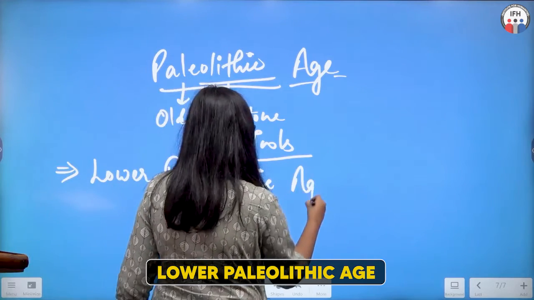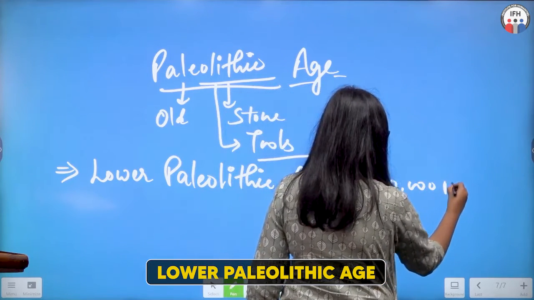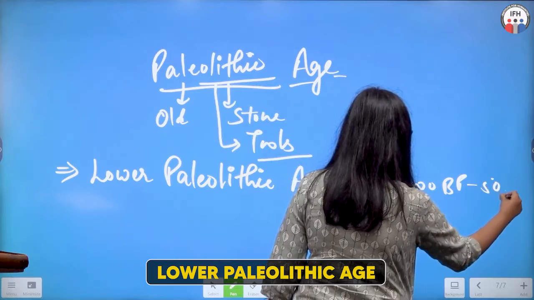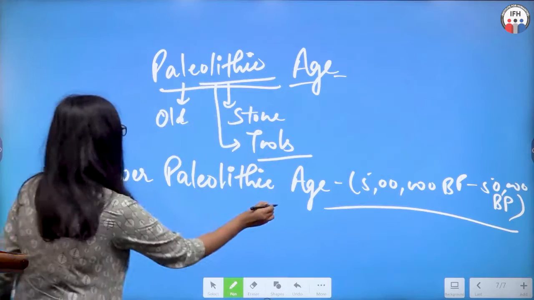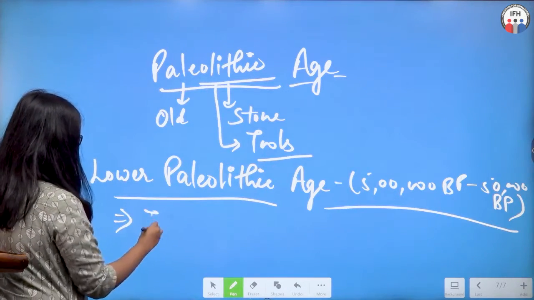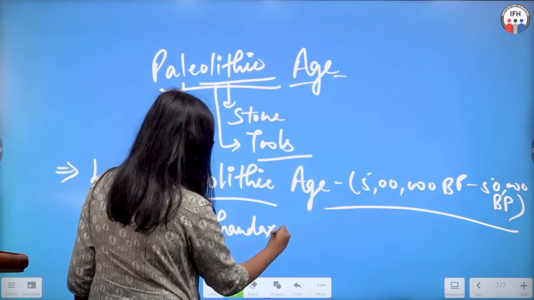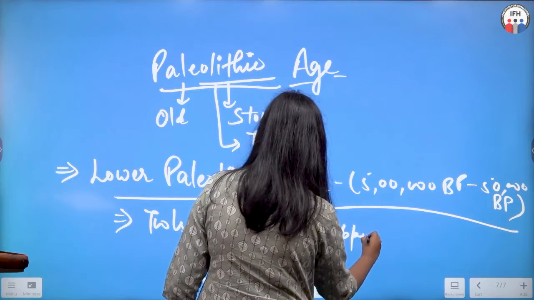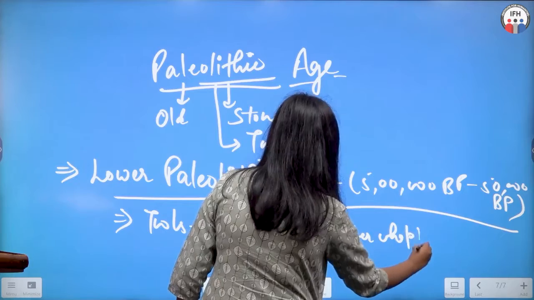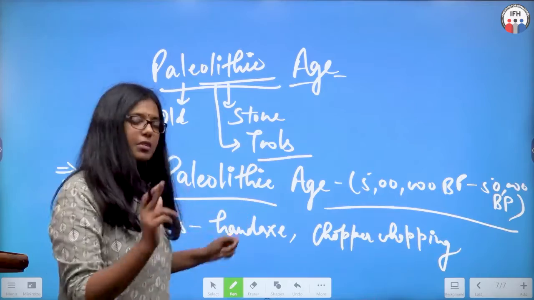Lower Paleolithic Age: 5 lakh years before present to 50,000 years before present. When we are saying Lower Paleolithic Age, the tools which will be there are the hand axe and chopper-chopping. They are the main tools. Hand axe, just let me explain one thing to you, then we'll come back to it.